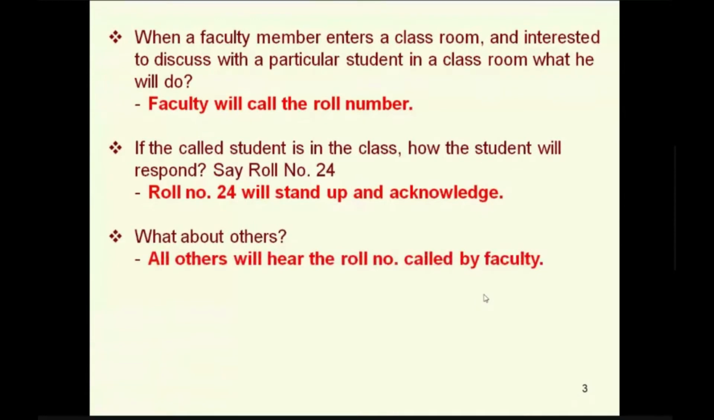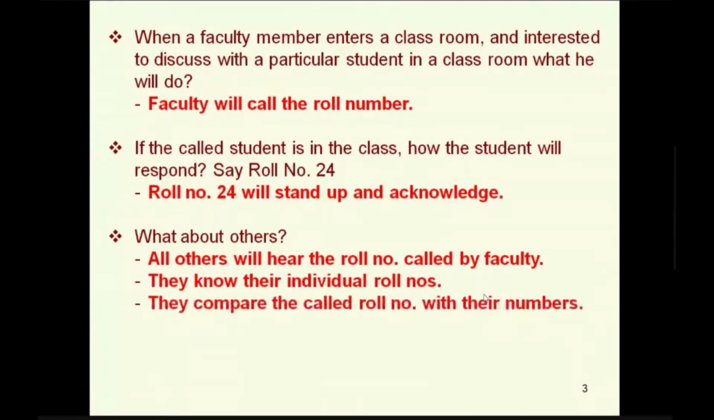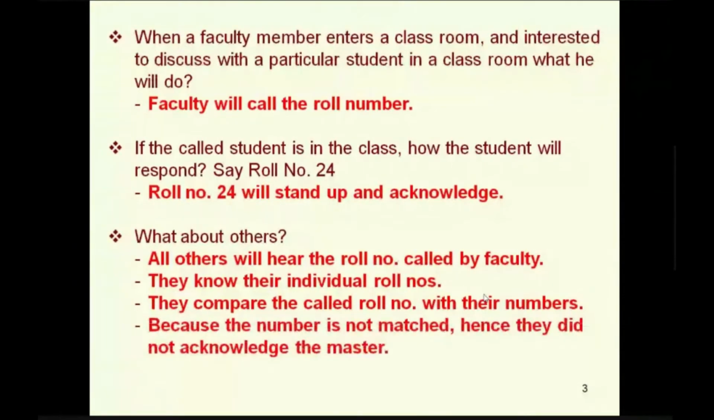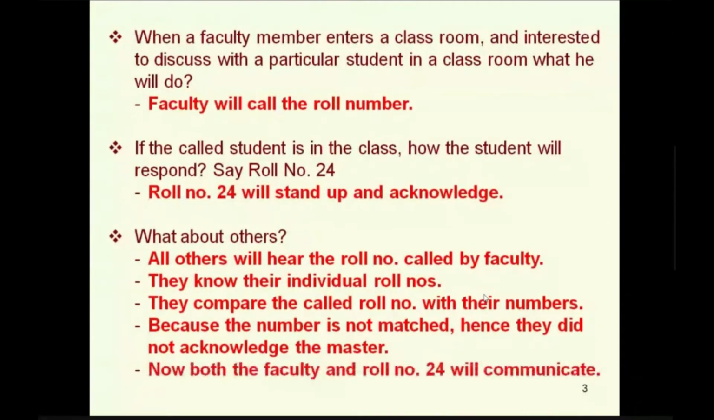All others will hear the same roll number 24 called by the faculty, and they know their individual roll numbers, and they compare the called roll number with their own. Because their number does not match, they do not acknowledge the master. Only the called roll number will acknowledge. Now both the faculty and roll number 24 will communicate. That is the idea here.